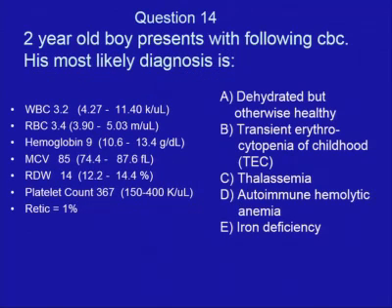Okay, a 2-year-old boy comes with the following blood count. What does he have? Dehydrated, TEC that Dr. Gallons had talked about, thalassemia, autoimmune hemolysis, or iron deficiency. So there's a little bit of a low RBC, hemoglobin's a little low, MCV is normal, RDW is sort of in the middle, and has a kind of normal retic.